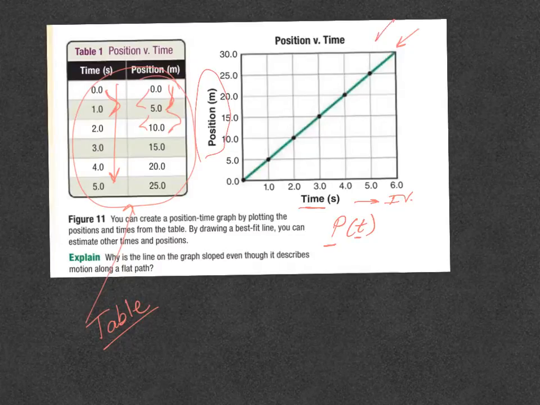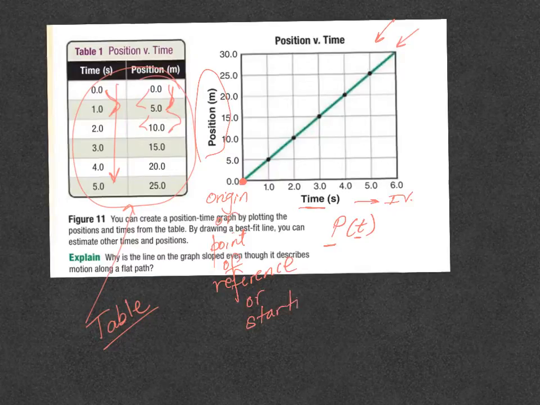This is your graph over here, and in your graph you're going to have the origin or your point of reference, or the starting point. That point, the ordered pair that is represented, is (0, 0): seconds equal to 0, position equal to 0. And then this object starts moving at a constant rate.